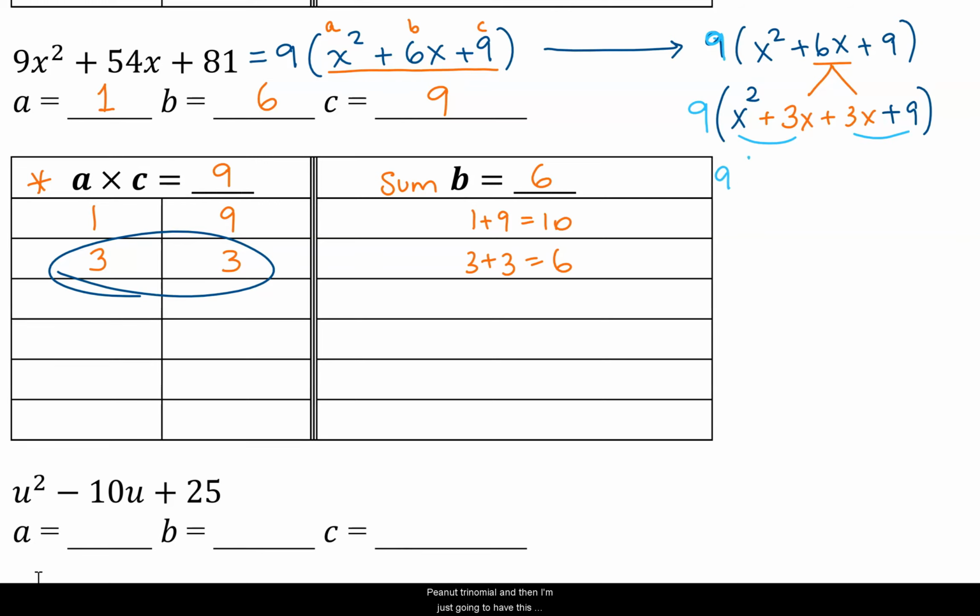I'm going to keep the 9 out front. X squared plus 3x. They have an x in common. X times x is x squared. X times 3 is 3x. Middle plus sign comes down. 3x plus 9, they have a 3 in common. 3 times x is 3x. 3 times 3 is 9.